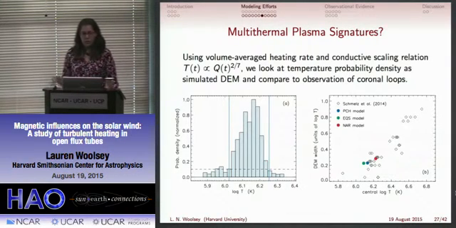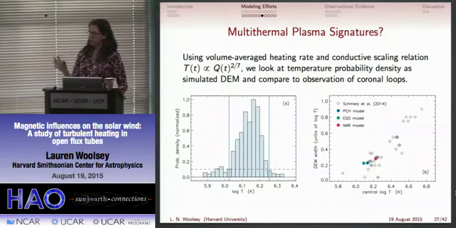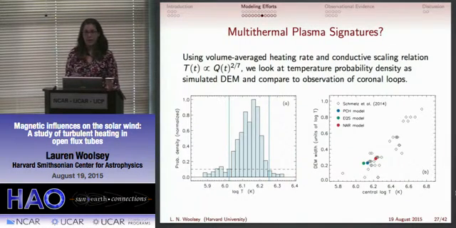We wanted to understand the implications of this particular aspect of it. So one of the things we did was we took this volume averaged heating rate that we just looked at and a somewhat simple conductive scaling relation: the temperature is proportional to the heating rate to the 2/7 power. At each time step, we look at the temperature that you would expect from that current heating rate. And so we build up this probability density, which we can liken to a differential emission measure, and compare both its centroid and the width to measurements of DEMs of observations of coronal loops.